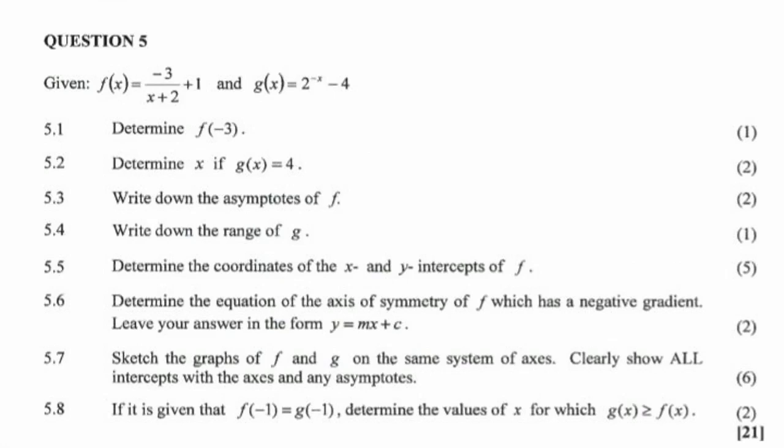So here we are given a hyperbola function and an exponential function. It says given f of x is equals to -3 over x plus 2 plus 1, which is the hyperbola function, and g of x is equals to 2 to the exponent of -x minus 4, which is the exponential function. 5.1 says determine the function of f when x is equals to -3.